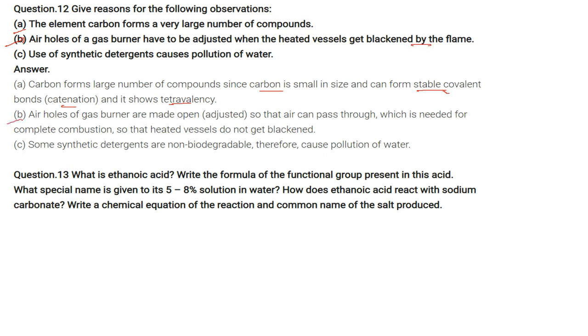So air holes of a gas burner are made open, or adjusted, so that air can pass through them, which is needed for complete combustion, so that the heated vessel does not get blackened. Because if there is no proper air present which will allow the combustion to happen properly, then your vessel will get blackened.